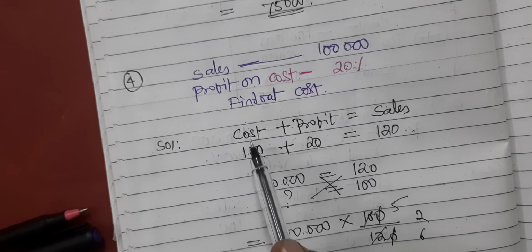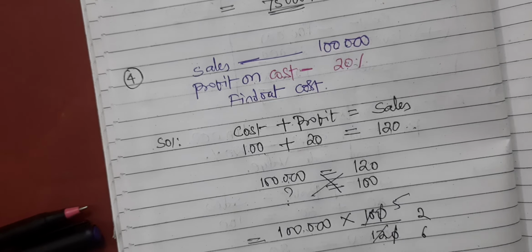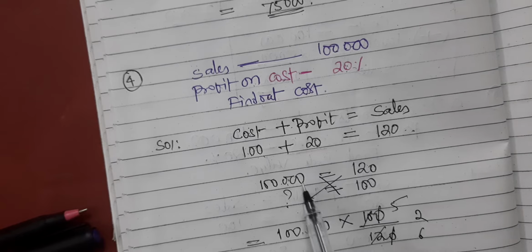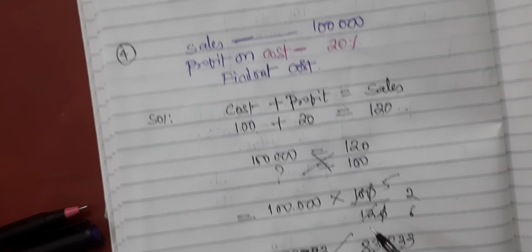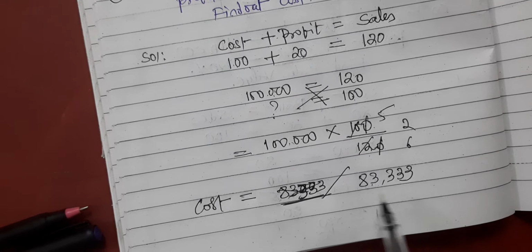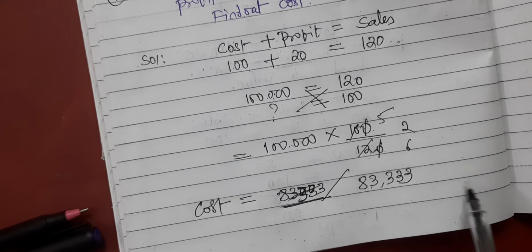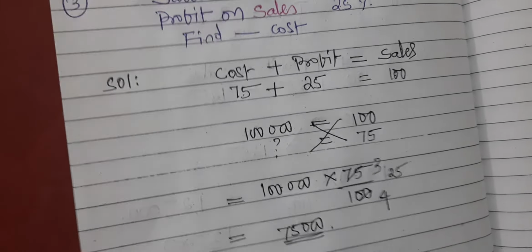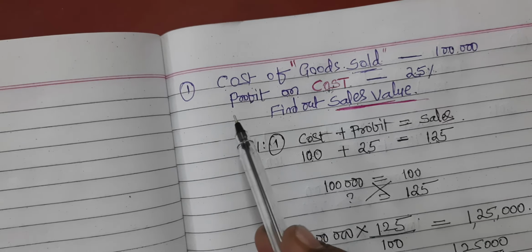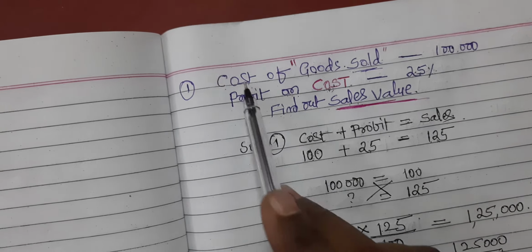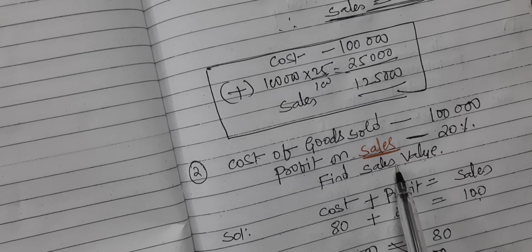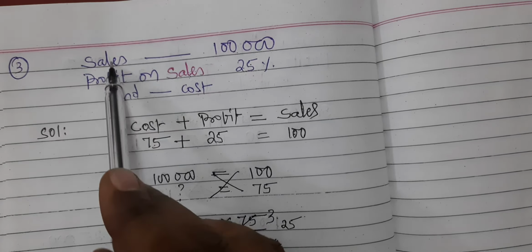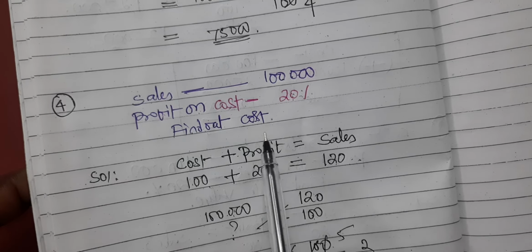Okay, now what to find out? Cost. Cost in the equation is 100. You take 100. Now cross multiplication: 1 lakh into 100 by 120. Then you will get cost is equal to 83,333. So when you are thorough with these 4 illustrations, 4 examples, then you can convert cost into sales, sales into cost.